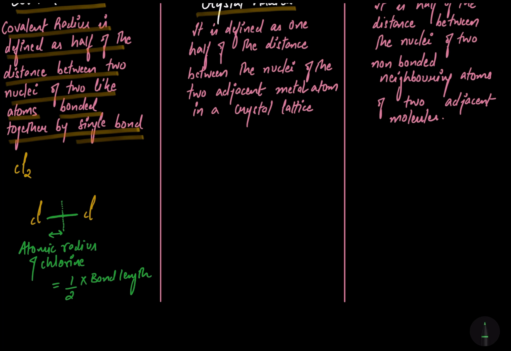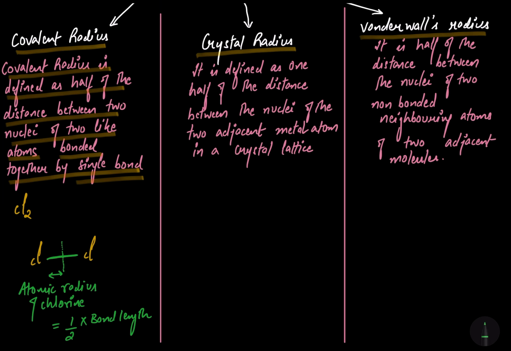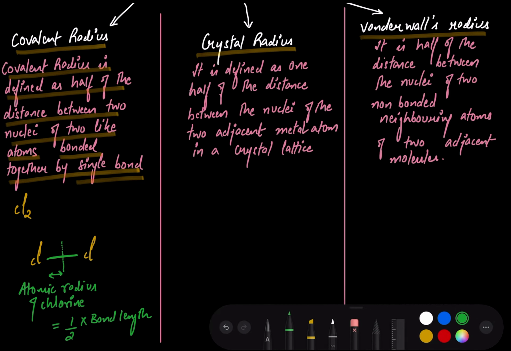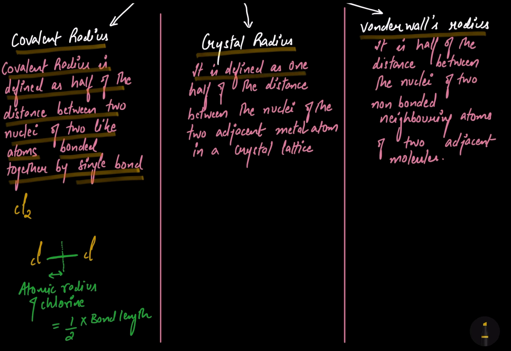Now let's talk about the crystal radius. The crystal radius is for metals. Crystal radius is defined as one half of the distance between the nuclei of the two adjacent metal atoms in a crystal lattice. Let's take an example.